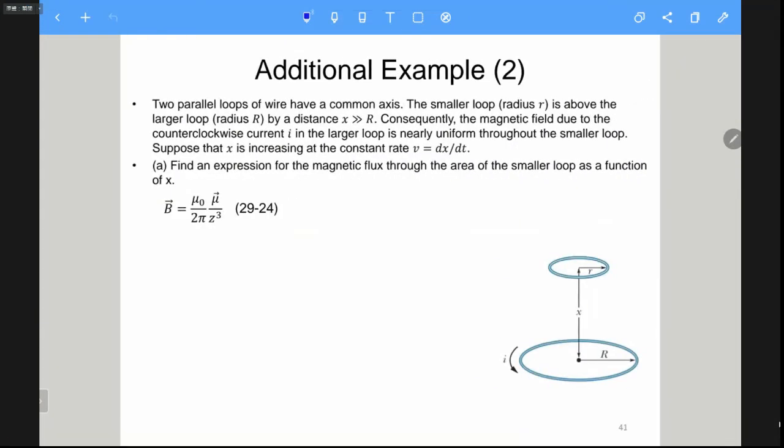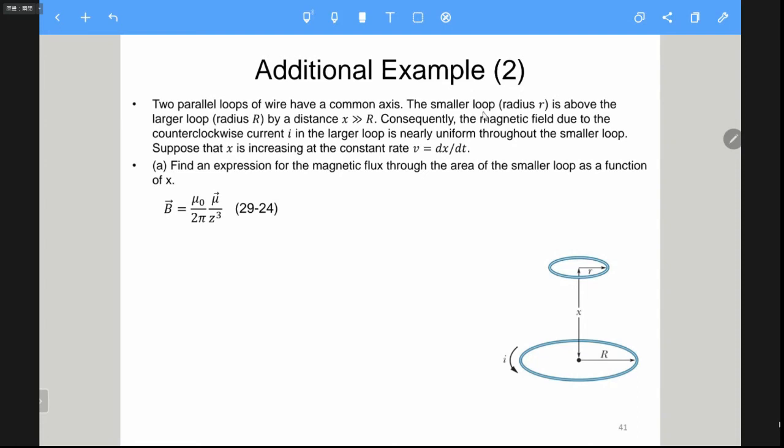So now we still have another one. Yeah, so here it says 2 parallel loops of wire have a common axis. Common axis means this is the center of the circle. This is another center of the circle. And if you connect them together, this is perpendicular to this plane. So we call it a parallel loop with the common axis. The axis is like the line going through the center and then perpendicular to the plane.